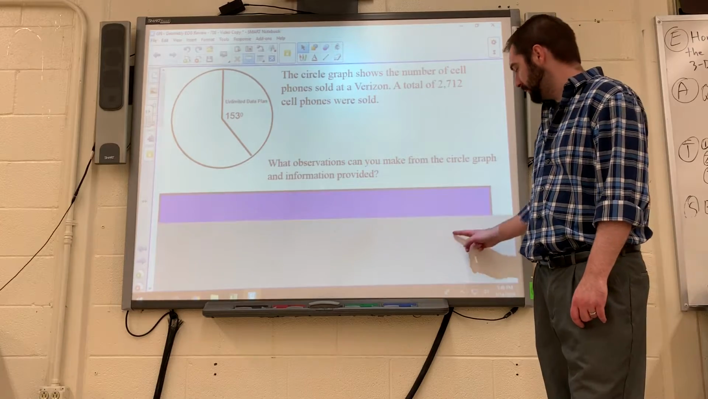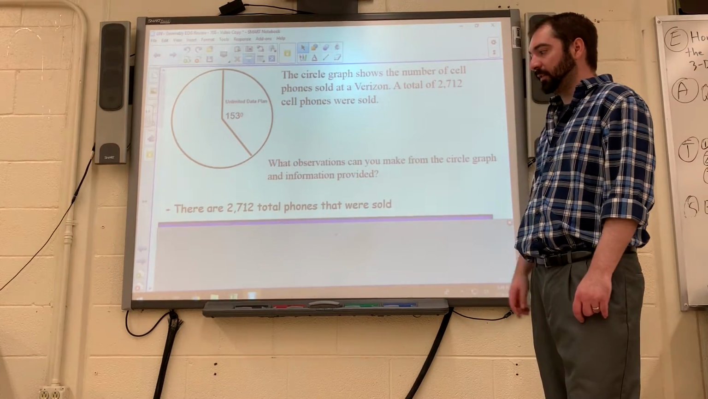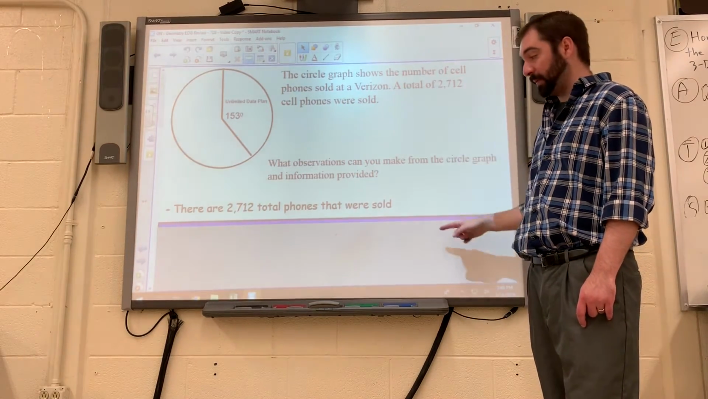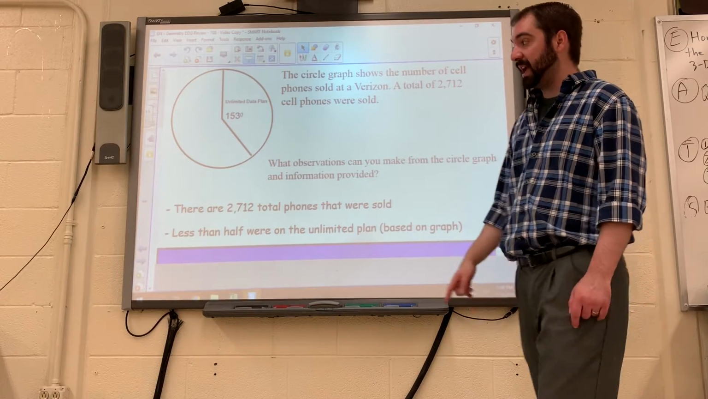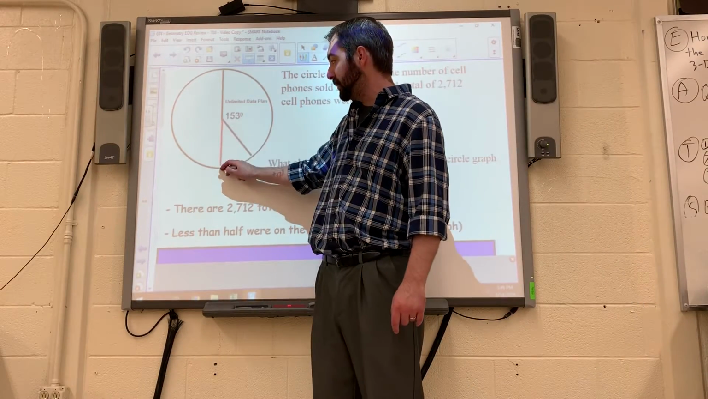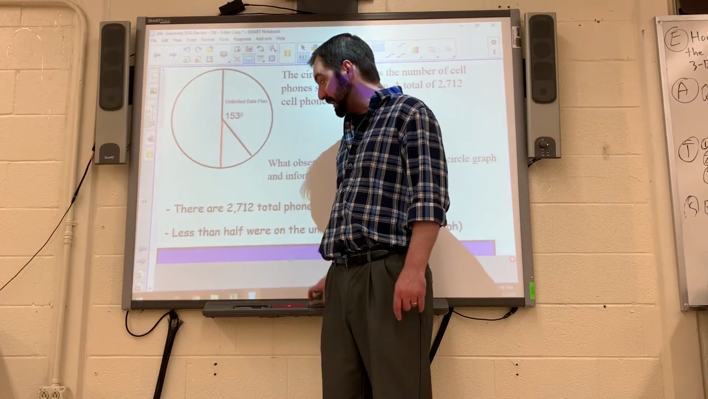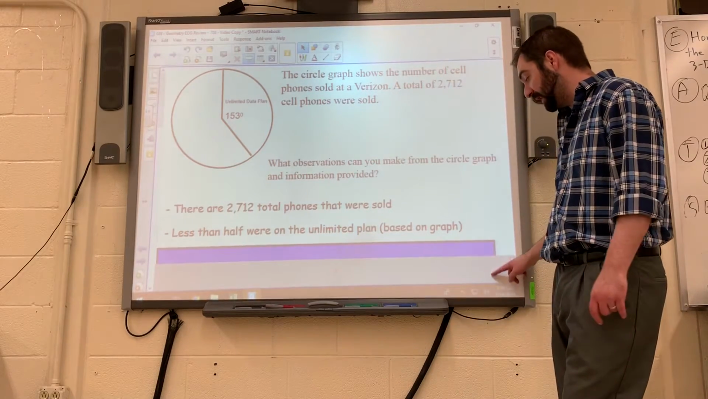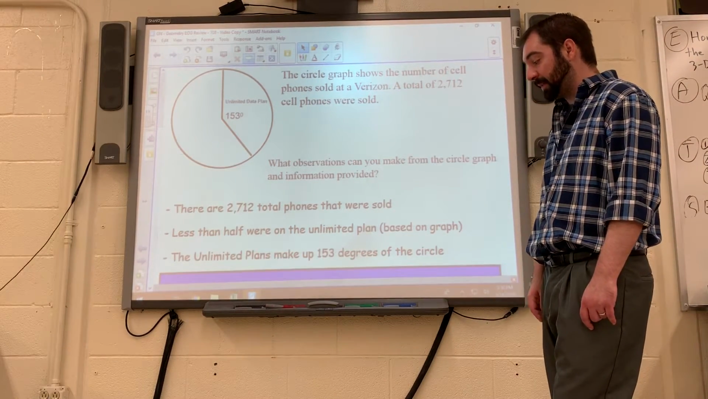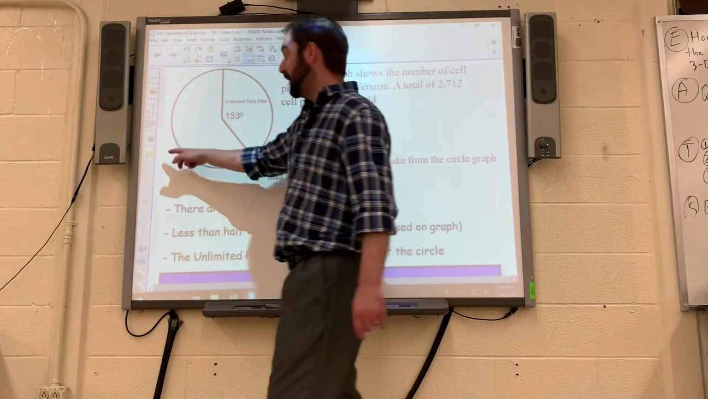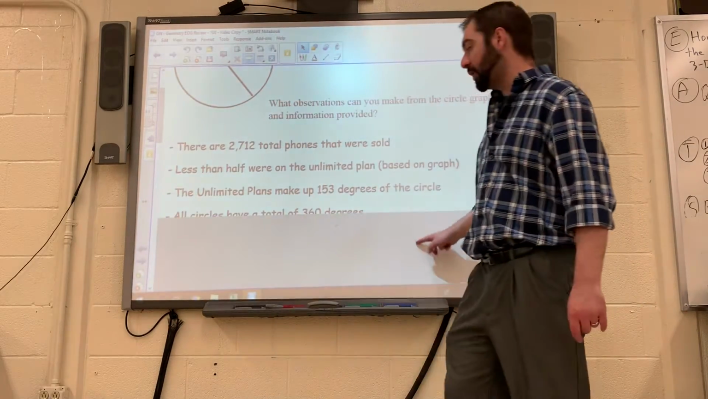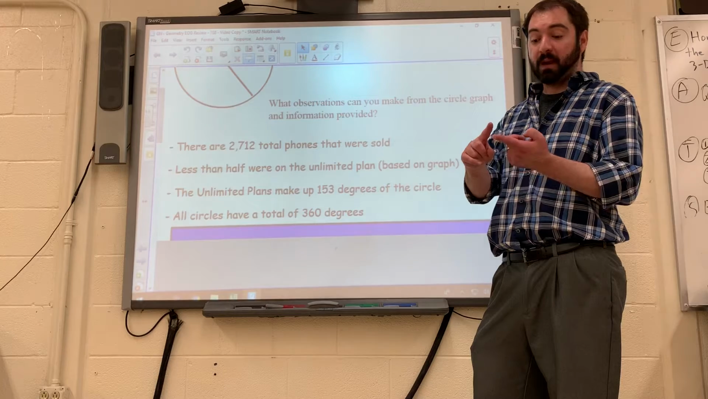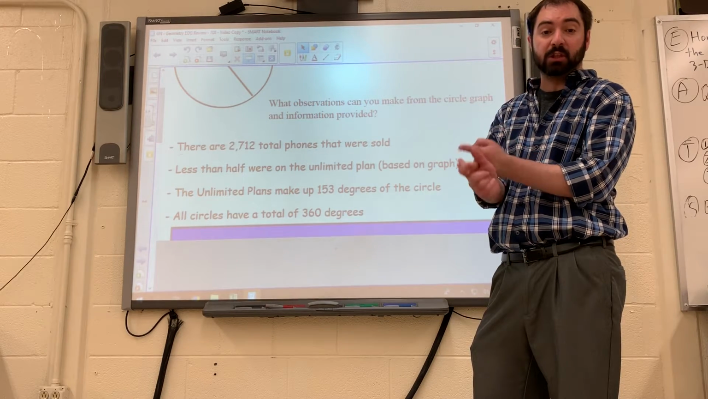Well, I listed some here. Okay, we know that there is a total of 2,712 total phones sold. Just got that right from the problem. I also know that less than half, okay? Half would look something like this. If I continued this here, then I could say half, but this is less than half, so less than half of that graph have an unlimited plan. And then lastly, the unlimited plan makes up 153 degrees of the circle. And the last part that we should probably have thought of, I know all circles have a total of 360 degrees. This basic information, we're comparing those who have an unlimited plan to the total number of plans.